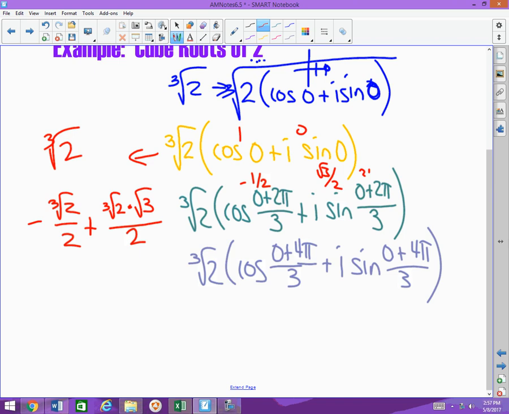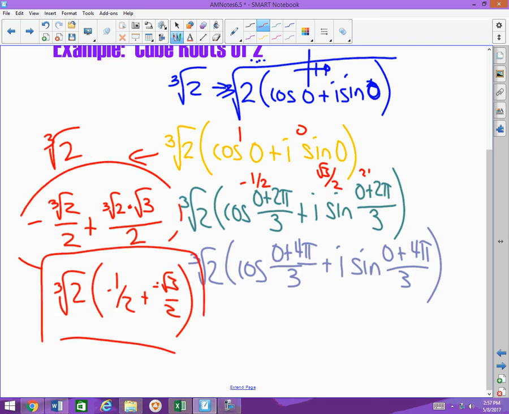And this last one, it's the cube root of 2 times the cosine of 4 pi over 3, which is now a negative 1/2. And then plus negative square root of 3 over 2. And you can leave it like this as well, which is similar to that one. And those are the rest of the notes for this section.